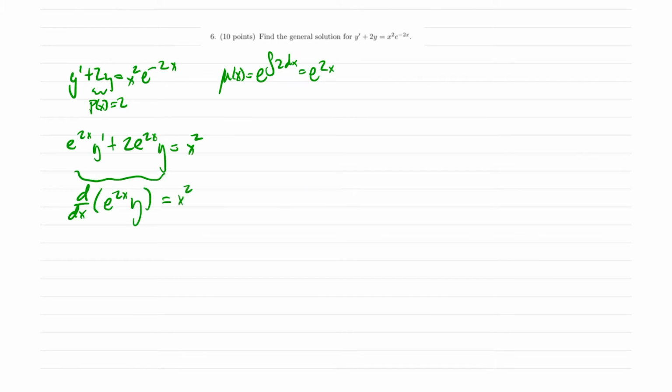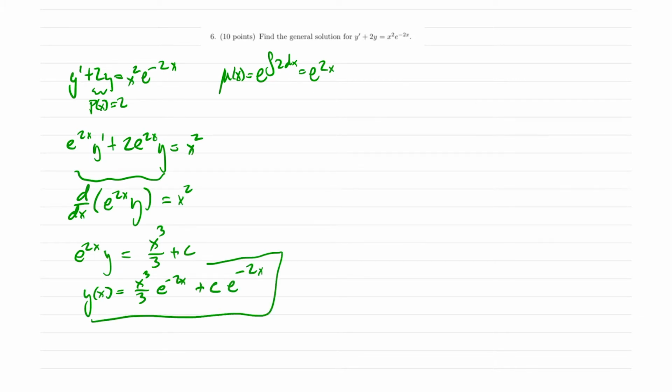All right, integrate both sides, and so we get e to the 2x times y is equal to x cubed over 3 plus c. And then we divide by e to the 2x to solve for y, so we get y of x is equal to x cubed over 3 times e to the minus 2x plus c times e to the minus 2x. And there you go. That's the solution. It's a general solution because c is allowed to vary.